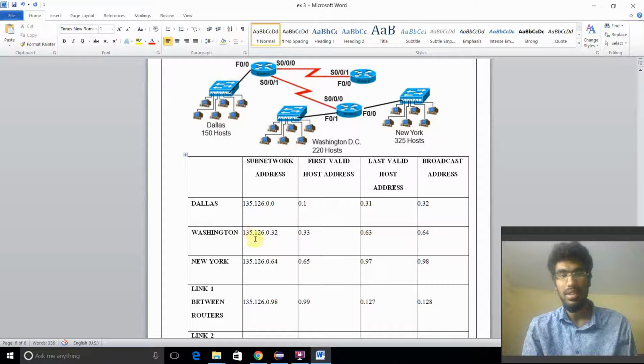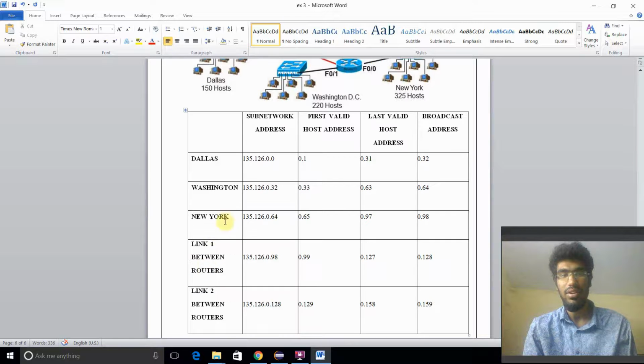And for Washington, the subnetwork address is 195.126.0.32. The first valid host address is 0.33 and the last valid host address is 0.63 and the broadcast address is 0.64. And for New York, the subnetwork address is 135.126.0.64 and the first valid host address is 0.65 and the last valid host address is 0.91 and the broadcast address is 0.98.